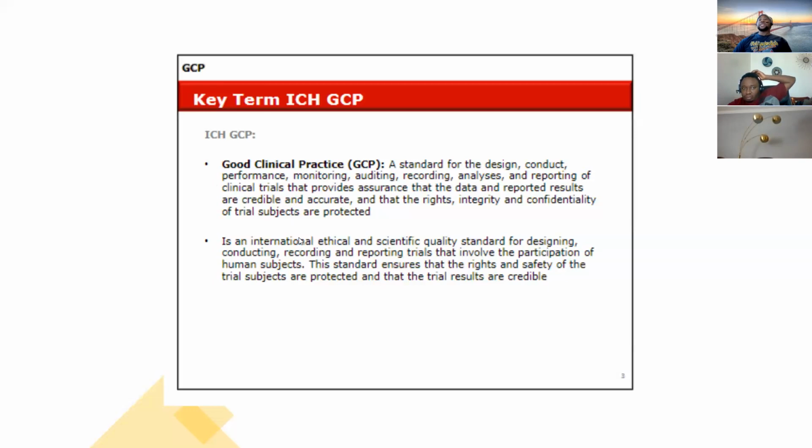So GCP is an international ethical and scientific quality standard for designing, conducting, recording, and reporting trials that involve the participation of human subjects. These standards ensure that the rights and safety of the trial subjects are protected and that the trial results are credible. Now, how do you determine the credibility of a trial result? The data. Now, how do you actually determine that? The data has been collected.